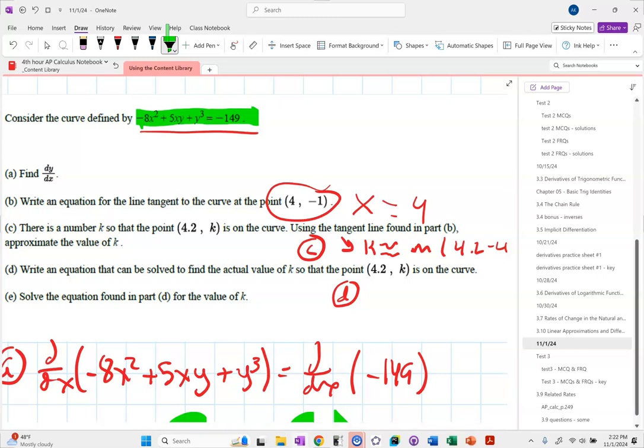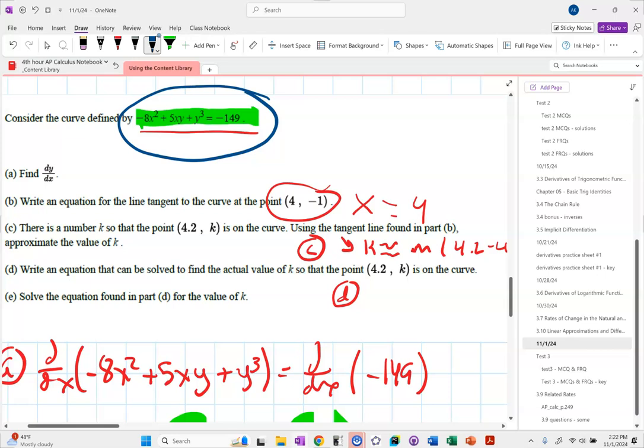So for C, when it says 4.2 is on the curve, is it talking about on the tangent line or on the original equation line? It means it's talking about on here, but it says using the tangent line found in part B, approximate the value of k. So I'm doing a linearization, like a 3.10 problem, where I'm approximating the value on the curve with my tangent line. So all you're doing is plugging 4.2 into my answer for B. That's all I did. Does that feel okay?